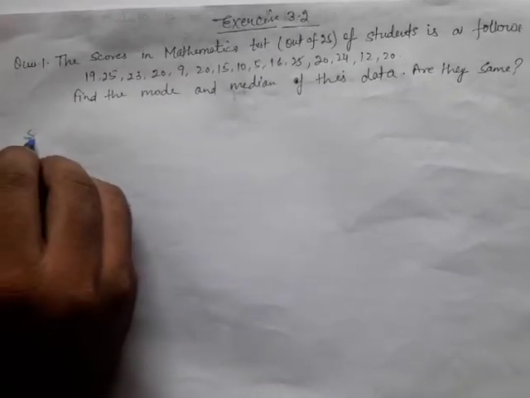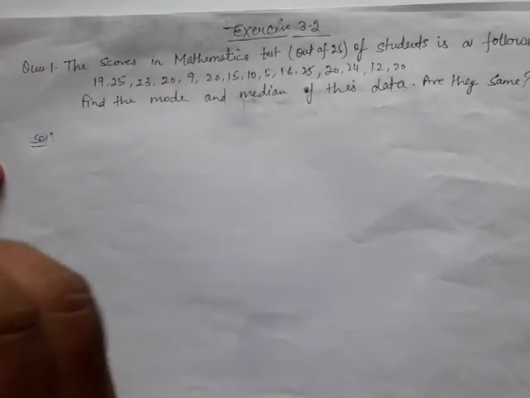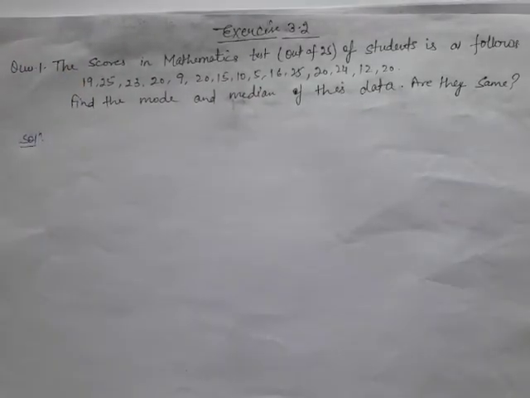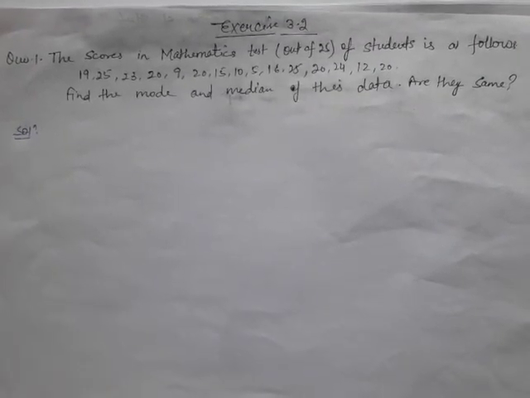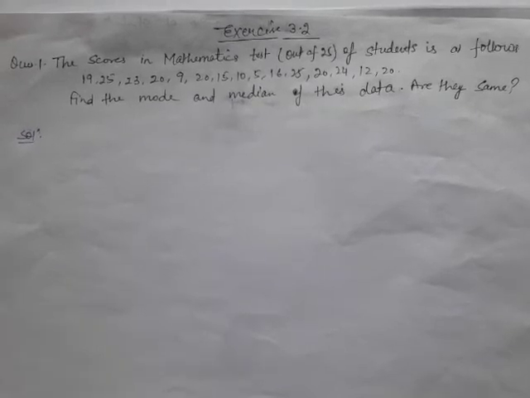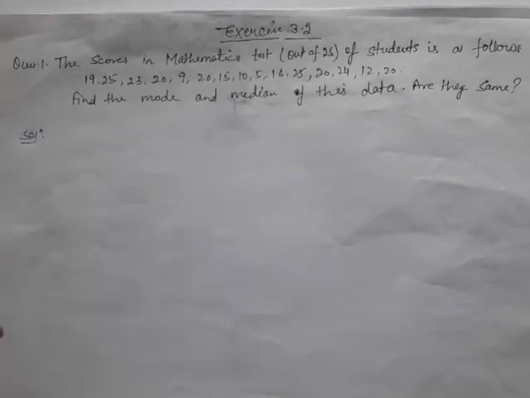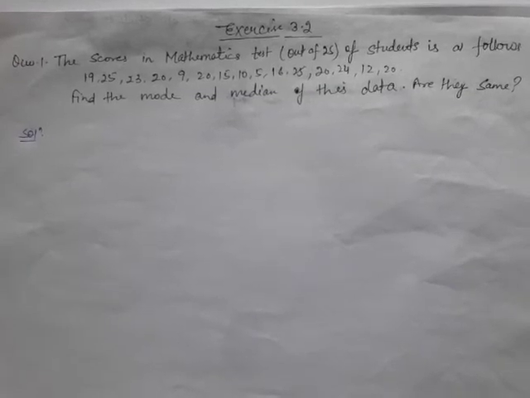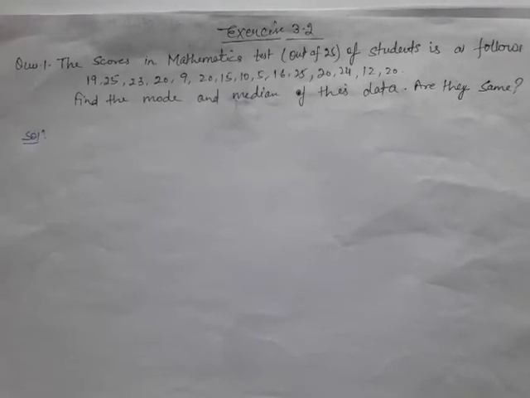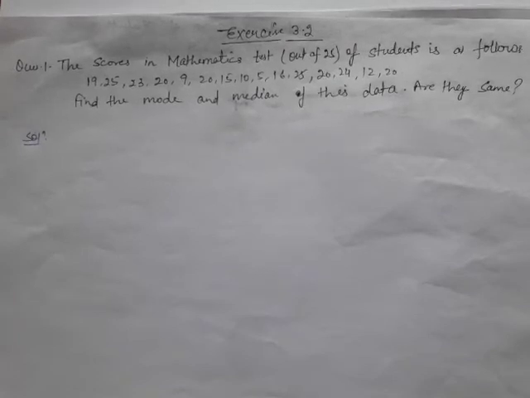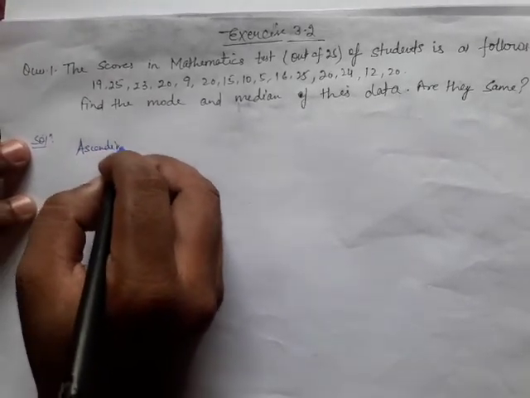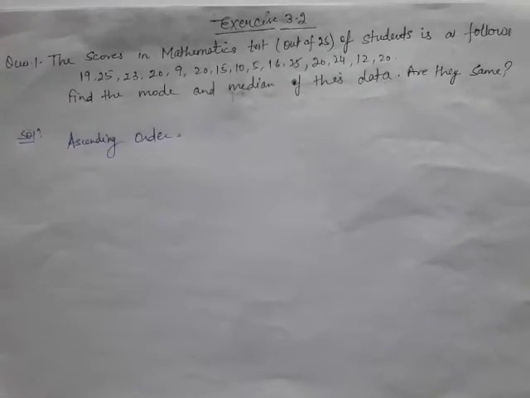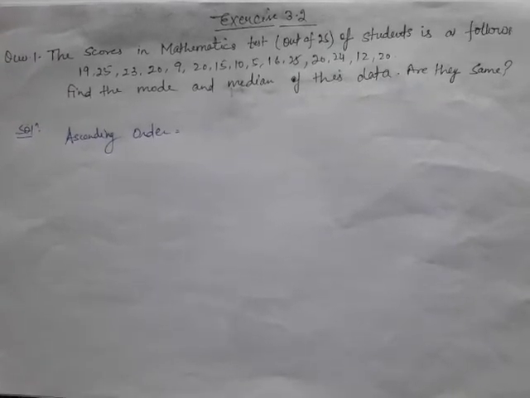First of all, I told you, if mean, mode, median or range is asked, first of all whatever data is given, you will arrange that data in ascending order. Your first work is to arrange data in ascending order. Ascending order means smallest to greatest.